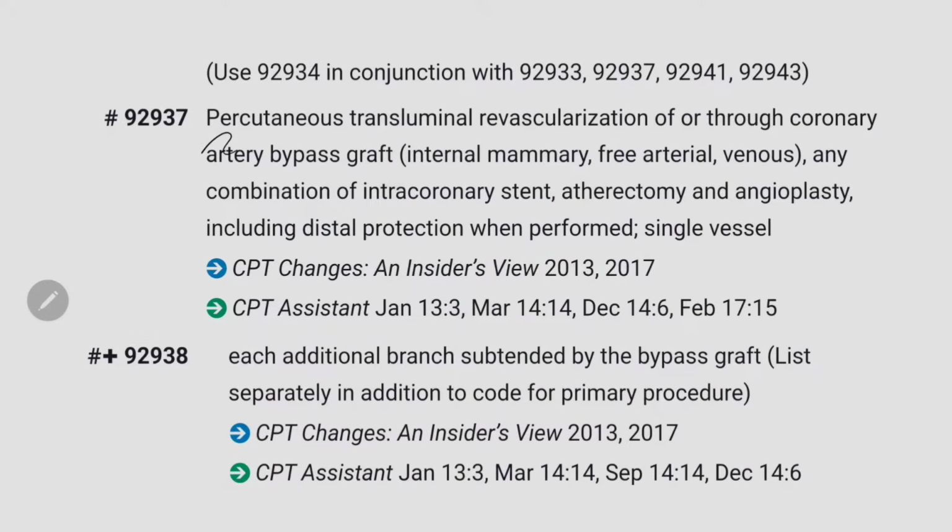Then 92937, which is for percutaneous transluminal revascularization of or through coronary artery bypass graft. And here any combination of intracoronary stent, atherectomy and angioplasty. Then you have the add-on code 92938, which is for each additional branch subtended by the bypass graft.